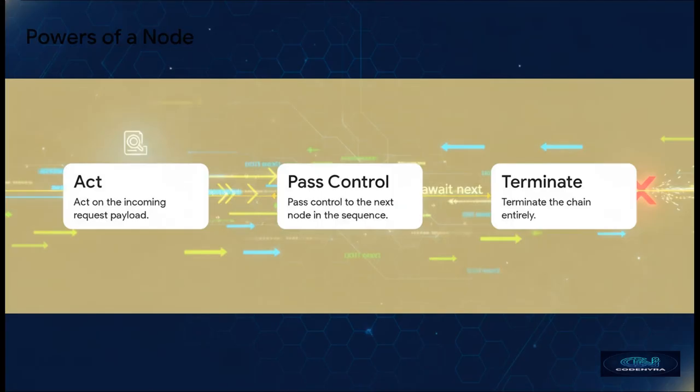This whole flow is driven by something called the chain of responsibility pattern. When a request hits a middleware node, that node has 3 distinct powers. First, it can act on the request, like, say, reading a header. Second, it can pass control to the next node in the sequence, using delegation, which is that await next command we see in code. Or third, it can just refuse to call next and terminate the chain entirely.